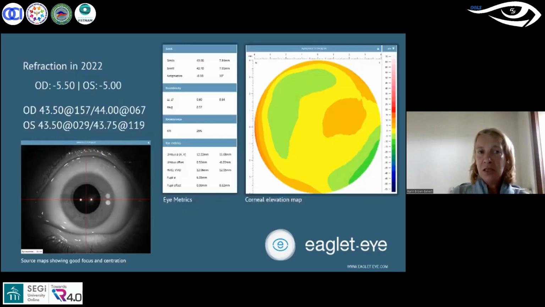So refraction at the time was -5.50, -5. We're sort of looking at K's of 43.5, 43.5. So from there, the lens was ordered. So you can also see that we do give the SIM case on the profilometer, but of course we are basing this on SAGs.